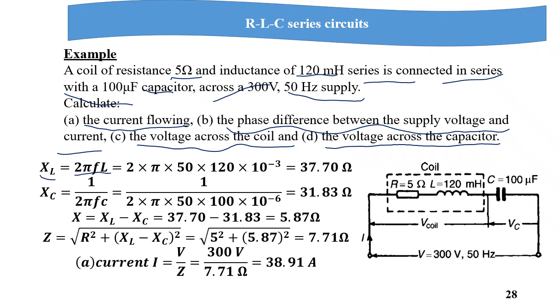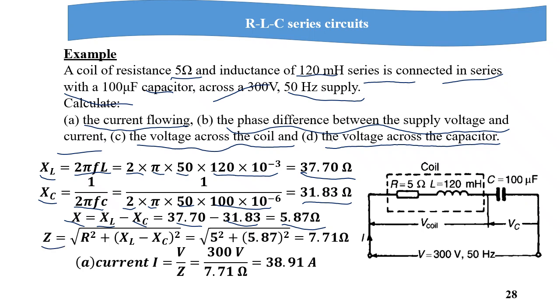XL equals 2 times pi F L, where F equals 50 and L equals 120 milli, times 10 power negative 3. We get XL equals 37.7 ohm. Therefore, XC equals 1 over 2 pi F C, which is 1 over 2 pi times 50 times C, 100 times 10 power negative 6. We get XC equals 31.8 ohm. We get the total X, which is XL minus XC: 37.7 minus 31.83, which is 5.87 ohm.